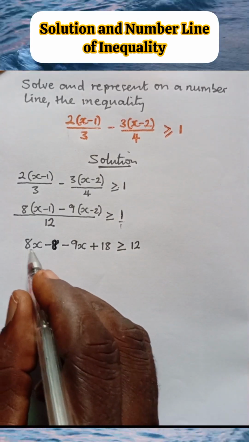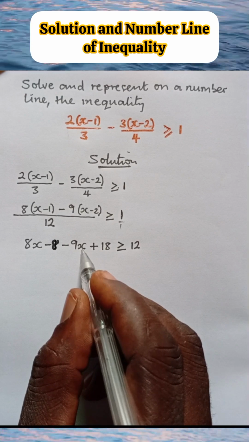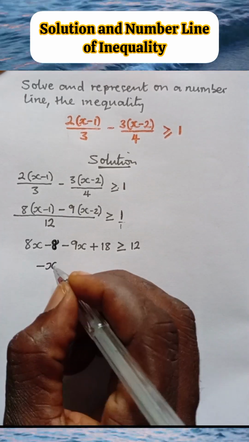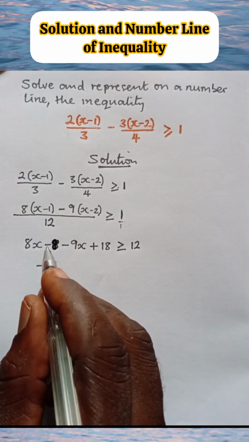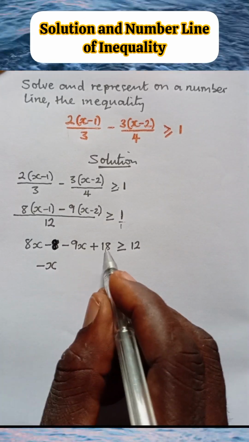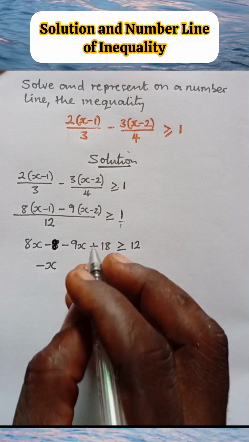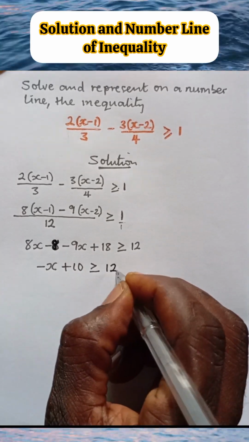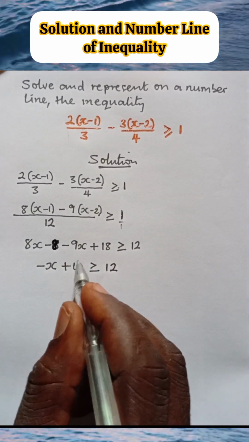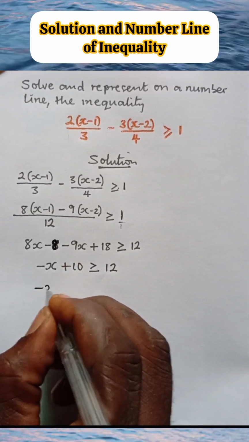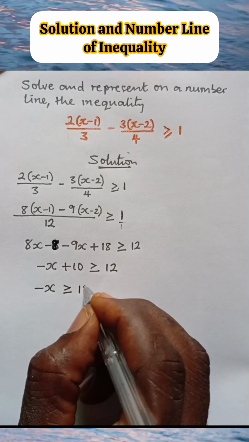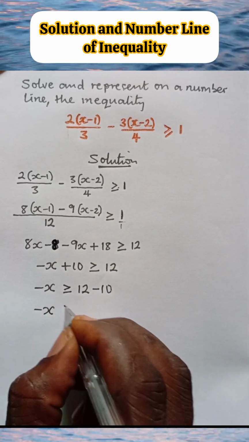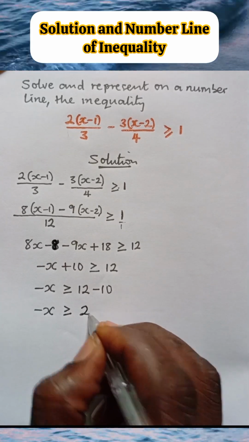Now let us collect like terms. 8x minus 9x is negative x. Then negative 8 plus 18 is positive 10. So we have plus 10 ≥ 12. Now positive 10 comes this way to meet 12, and we have negative x ≥ 12 minus 10. Negative x is greater than or equal to 2.